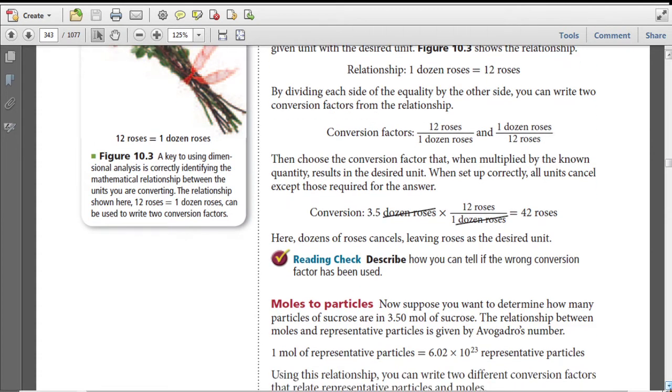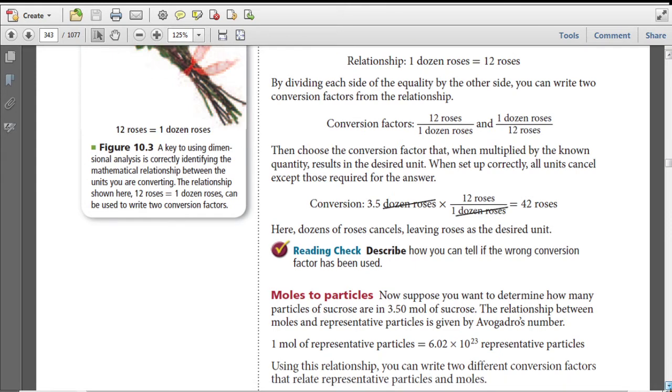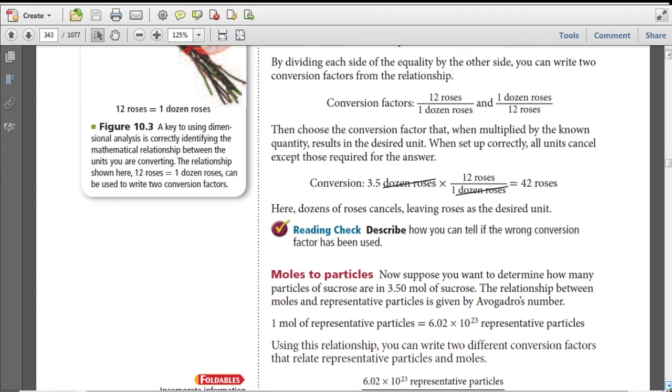Then choose the conversion factor that, when multiplied by the known quantity, results in the desired unit. When set up correctly, all units cancel except those required for the conversion. So knowing that we have 3.5 dozen roses, we're going to choose the first conversion factor so that it cancels with the dozen roses in the denominator, and that we have 12 roses in the numerator. All said and done, we should have 42 roses.